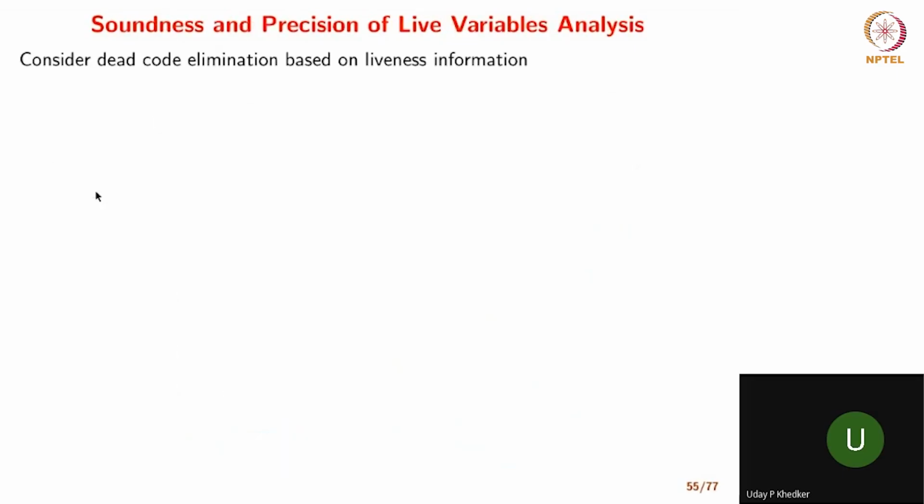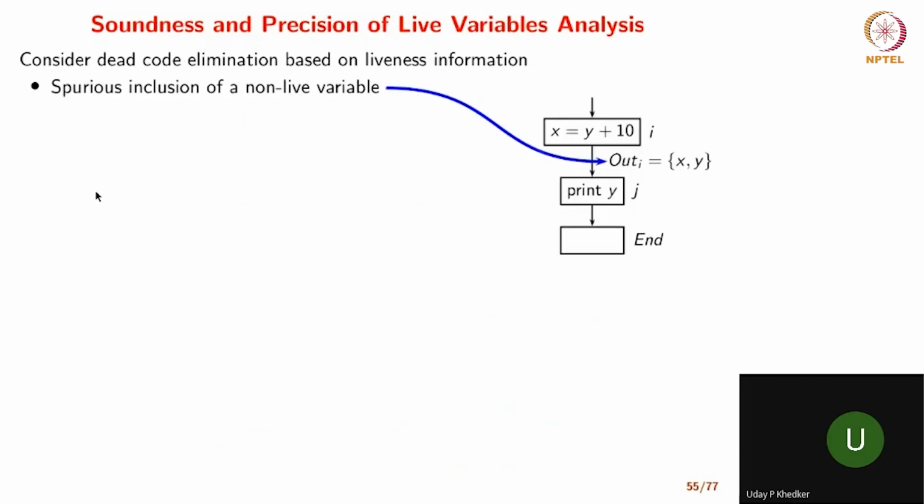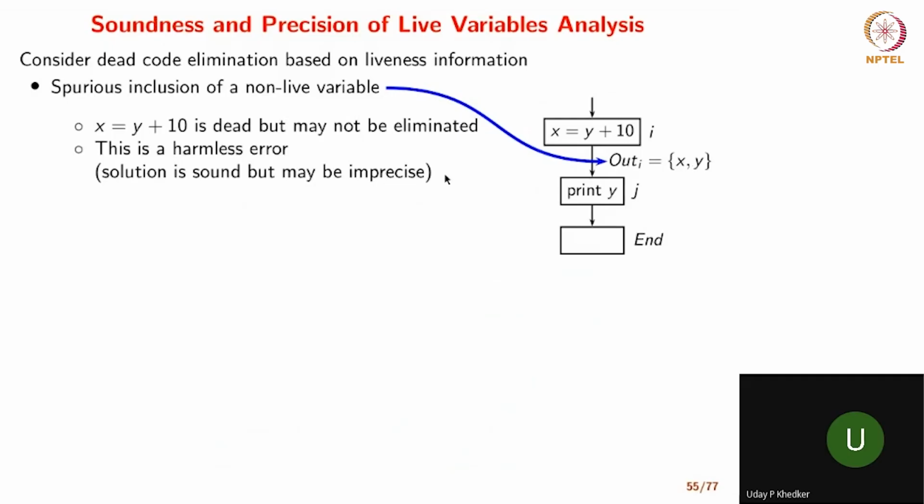So, soundness and precision of liveness analysis. Let's assume dead code elimination based on liveness information. There are two possibilities of errors. One is we spuriously mark a non-live variable as live. So here Y is live, but let's say we mark X also as live. So this is an error, and we want to see whether this is harmless or harmful. What's going to happen is X is equal to Y plus 10 is dead, but may not be eliminated. With this error, the solution is sound, but imprecise.